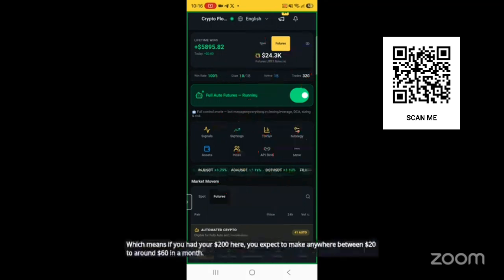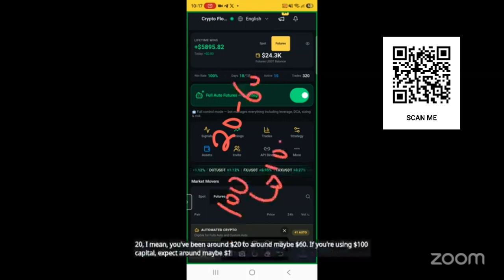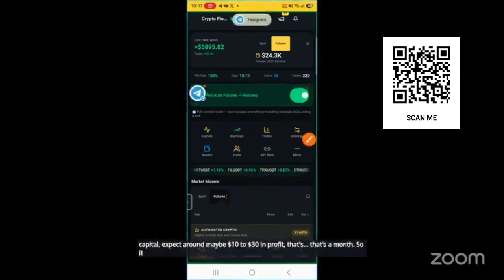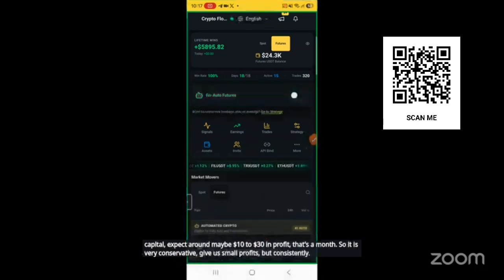Of course, some trades are going to close in stop losses, but when you consider the full month, you've been around $20 to around maybe $60. If you're using $100 capital, expect around maybe $10 to $30 in profit. That's a month. So it is very conservative, gives us small profits, but consistently. That's why we like it. Even if you have a small capital, $100, you can make some small money from the market.